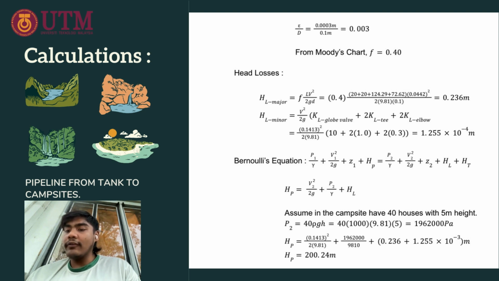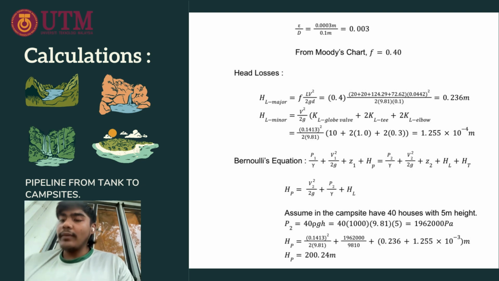So we got the formula is 40 rho GH. So after we calculate, we got our pressure is 1,962,000 Pascal. After that, we take the pressure value and put it into our Bernoulli equation that have been simplified above, and we got our HP is equal to 200.24 meter.